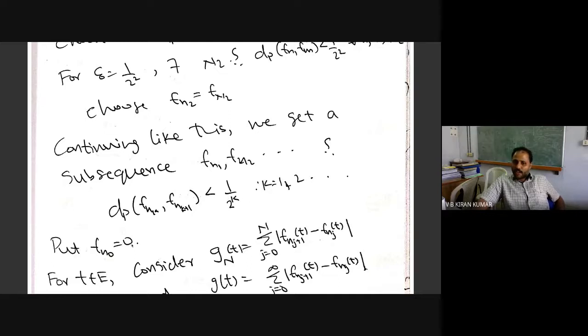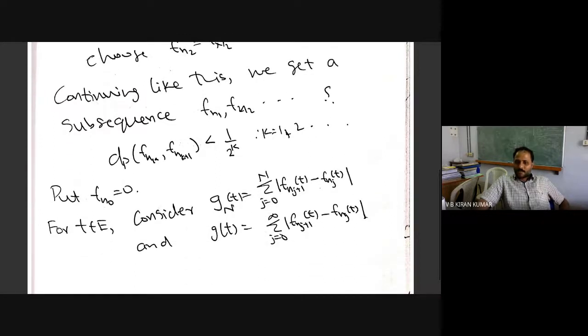And you take f_n0 to be 0. Now these are my candidates. I'm going to apply the dominated convergence theorem. So this is my g_N(t) for a capital N. g_N(t) is the summation j equals 0 to N of the absolute value of f_n_{j+1}(t) minus f_n_j(t). And g(t) is the corresponding infinite series, j equals 0 to infinity, of the absolute value. So g_N(t) converges to g(t) for each t belonging to E.